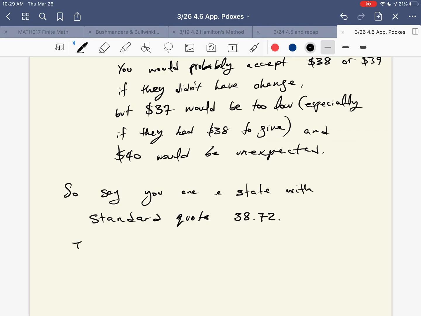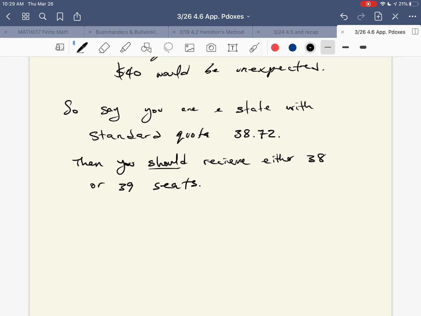38.72. Then you should receive either 38 or 39 seats, is basically what we're saying. Not 37, not 40.